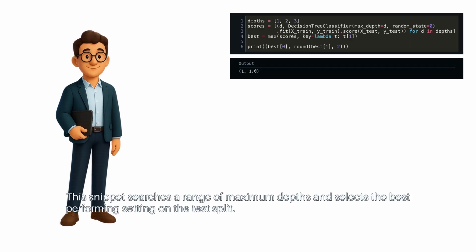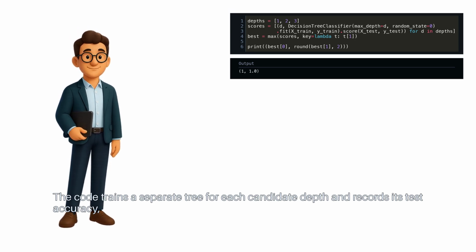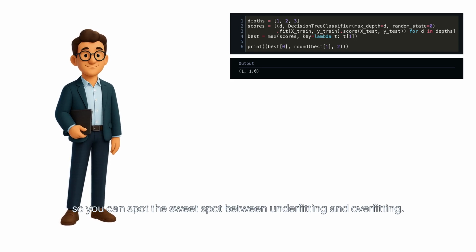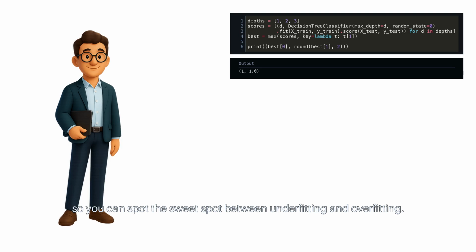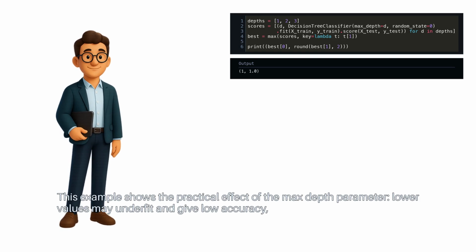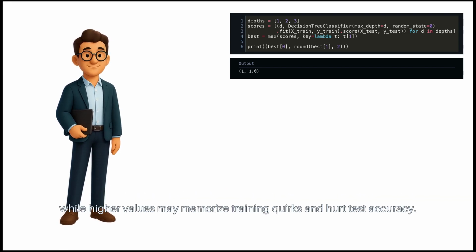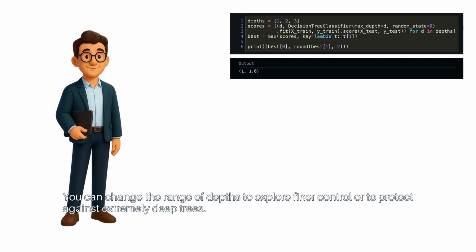This snippet searches a range of maximum depths and selects the best performing setting on the test split. The code trains a separate tree for each candidate depth and records its test accuracy, so you can spot the sweet spot between underfitting and overfitting. This example shows the practical effect of the max depth parameter. Lower values may underfit and give low accuracy, while higher values may memorize training quirks and hurt test accuracy. You can change the range of depths to explore finer control or to protect against extremely deep trees.